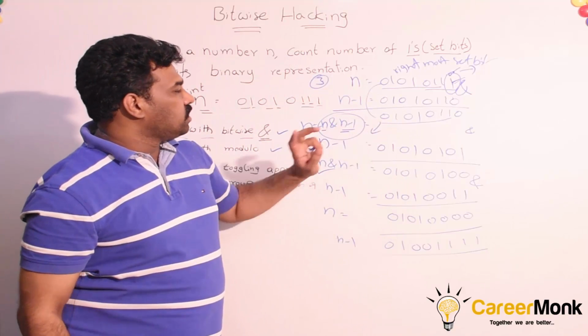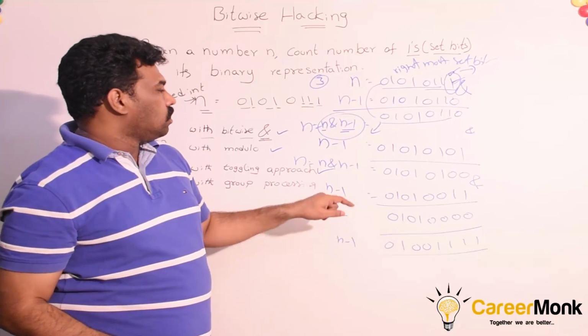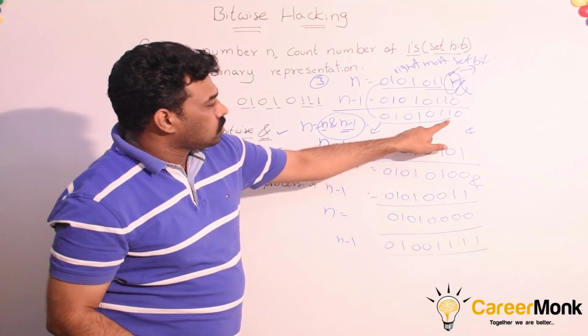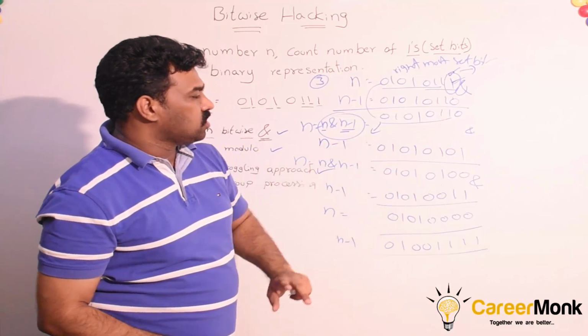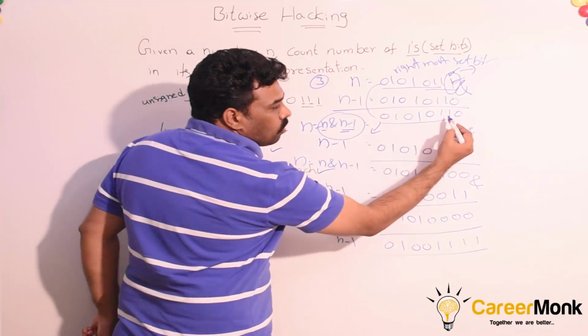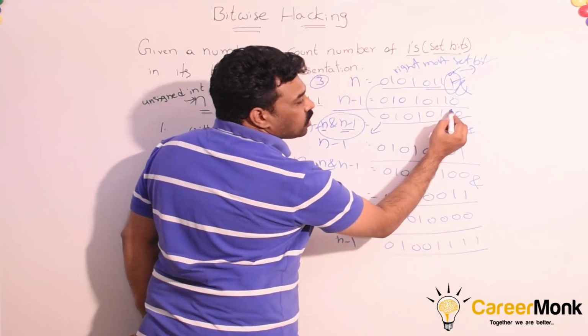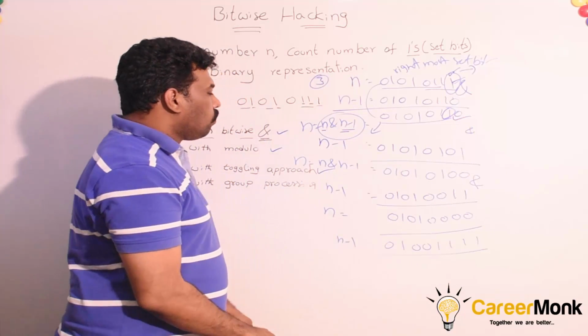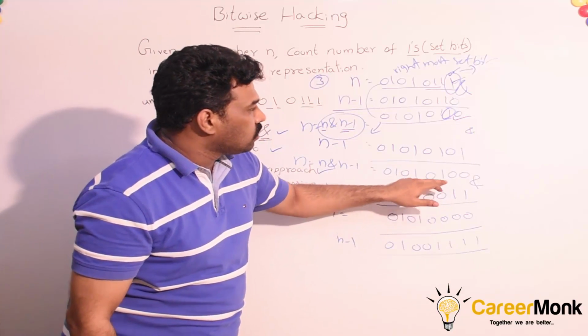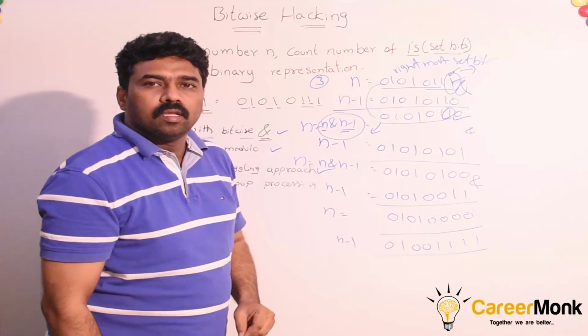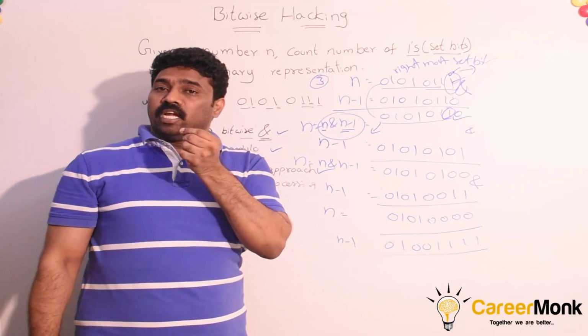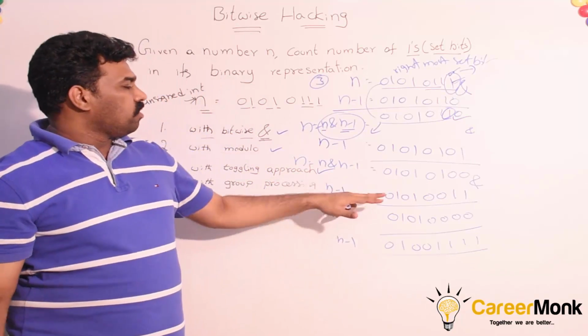In the next iteration, we have made this as n. And n minus 1 is, this is 6, we have made it as 5. So in this case, the rightmost set bit is this one. What is the n and n minus 1 of this one? You can see that has become 0. It always toggles the rightmost set bit. That way it keeps going.